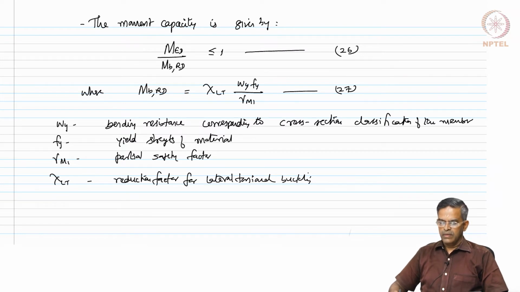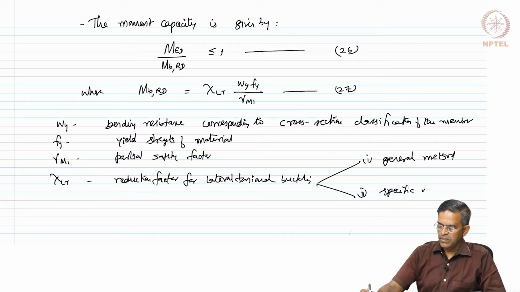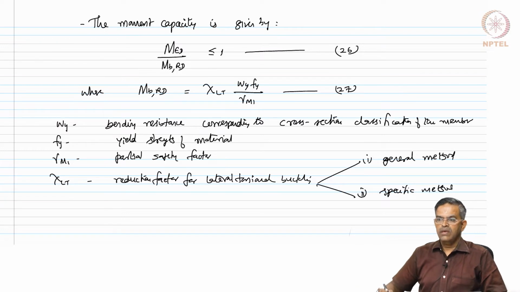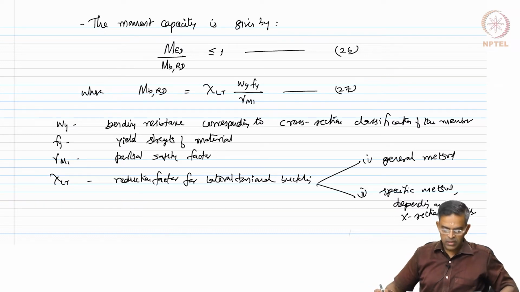Now, this reduction factor can be calculated by two methods. One, you can have a general method, and you can have a specific method to calculate psi LT. We will see both of them. The specific method depends on the cross section of the member. There are two procedures available in the literature.